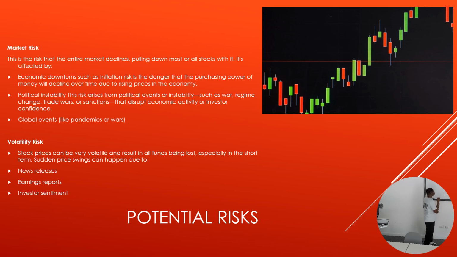The potential risks in stocks and shares, using AJ Bell. Market risk: we know the economy does make the market have a different price. Obviously, you can change the price based on who's in power, any global events, wars, things like that, and downturns as well. Volatility risk: stock and share prices are very volatile and can result in all funds being lost in a short period of time, which can happen. News releases, so any news articles, earnings reports and investment settlements also change the prices, and these are the potential risks of stocks and shares.